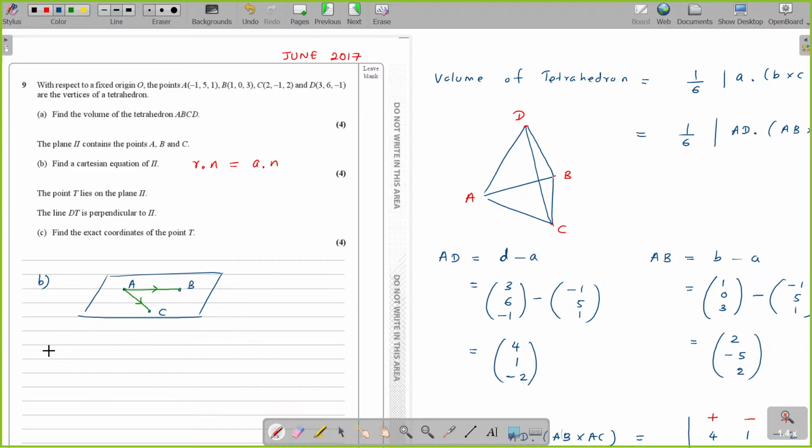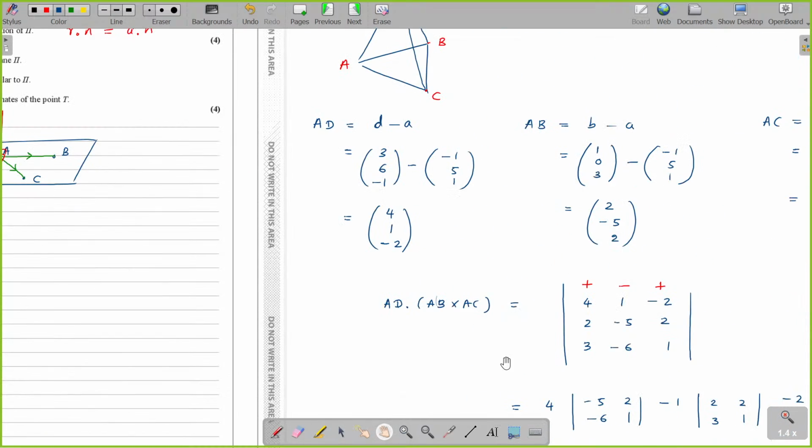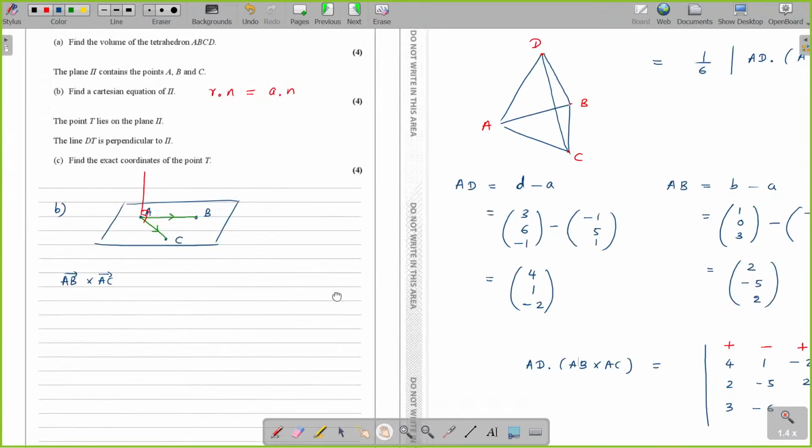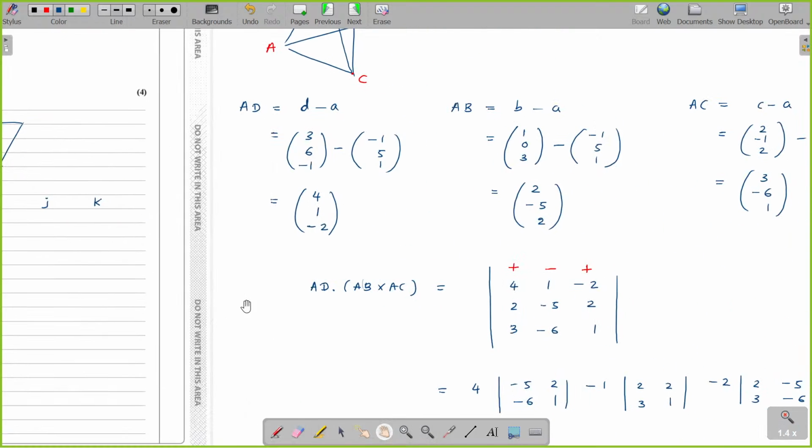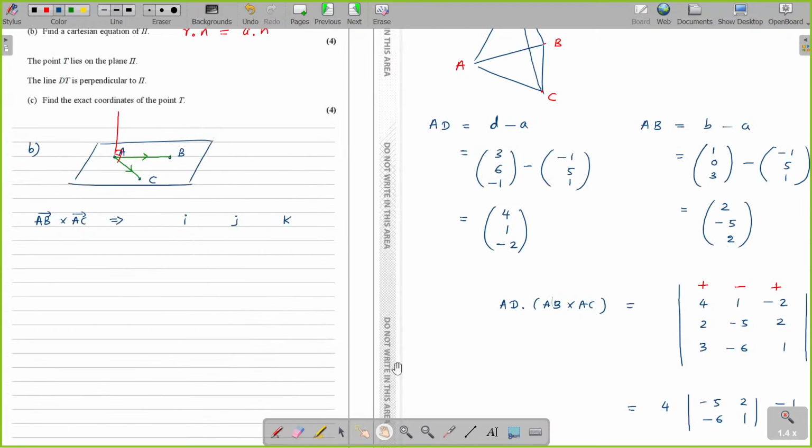Okay? So AB cross AC. Remember, AB cross AC gives you a vector which is perpendicular to both AB and AC, automatically making it a vector perpendicular to the entire plane. Because it's perpendicular to both of these, it will end up giving you a vector perpendicular to the entire plane. Do you get it? I already have the AB vector found, and I already have the AC vector found. All I have to do is get the cross product. So for the cross product, we get the determinant of a 3 by 3 matrix by using the first row as IJK, isn't it? Then AB, we have already found, is 2, minus 5 and 2.